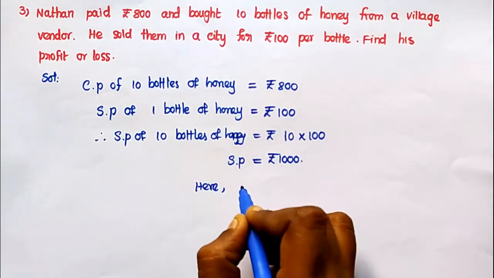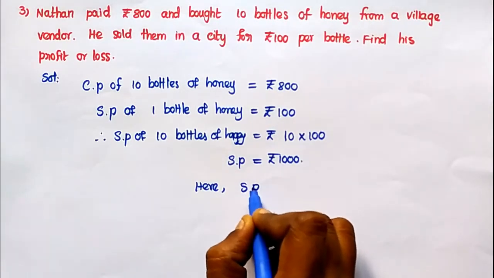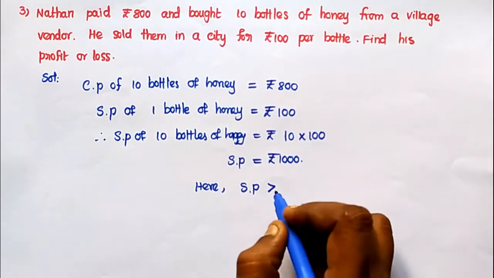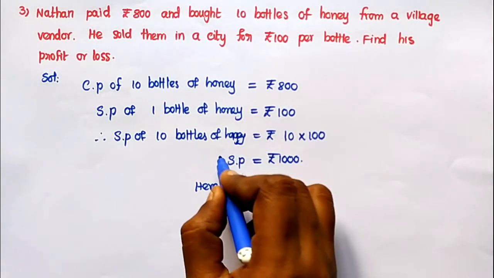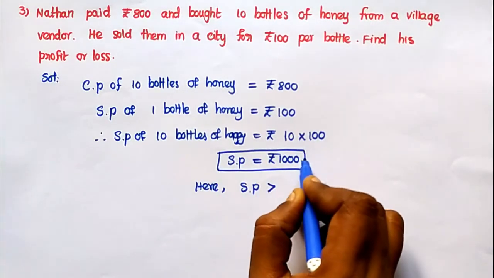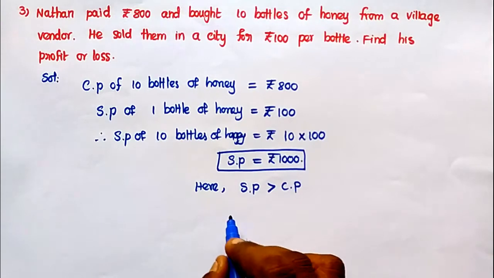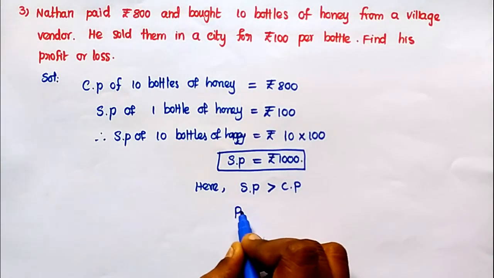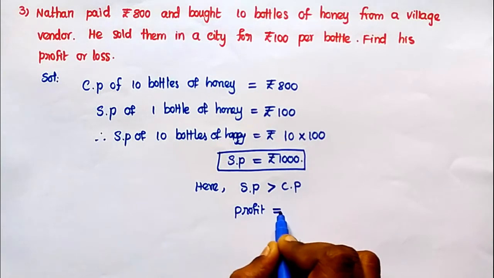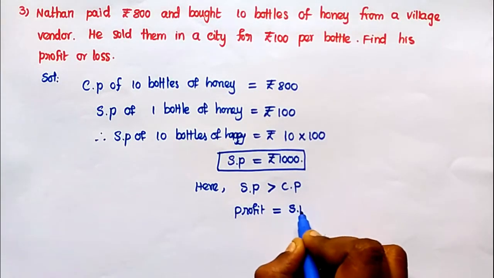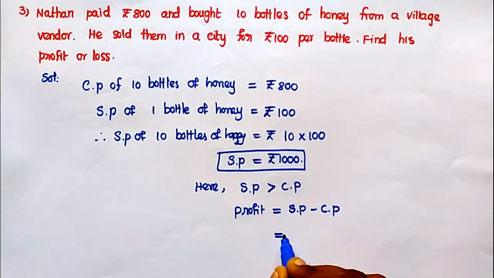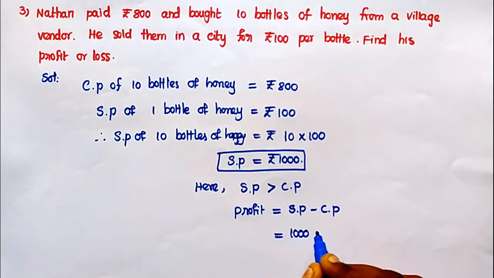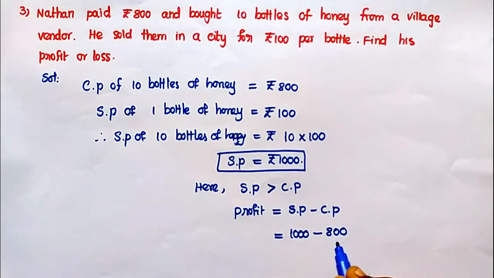Here the selling price is greater than the cost price. So we get a profit. How much? That is selling price minus cost price. Selling price is 1000 minus cost price 800. So he got how much profit? 200 rupees profit.